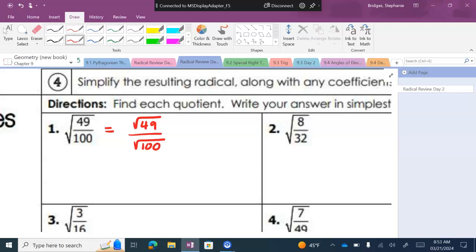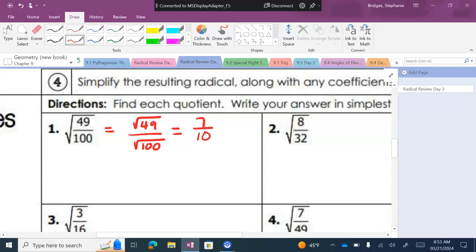So start at the top. Is 49 on my list? Yes. What is the square root of 49? 7. So that's going to turn into just 7. Once you simplify the square root, the radical disappears. And then is 100 on my list, or is 100 a perfect square? Yes. So what is the square root of 100? 10. So that's going to turn into just 10.